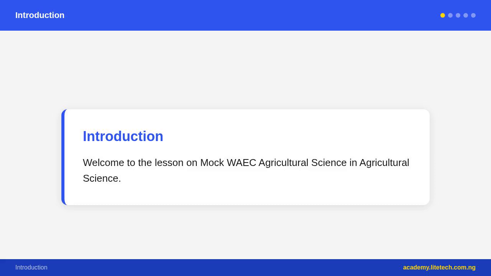B. State 3 differences between C3 and C4 photosynthesis. C3 plants: rice, wheat, cowpea. The first product of CO2 fixation is a 3-carbon compound, less efficient at high temperatures and light, and they experience photorespiration. C4 plants: maize, sorghum, sugarcane. The first product is a 4-carbon compound, more efficient at high temperatures and light, with minimal photorespiration.